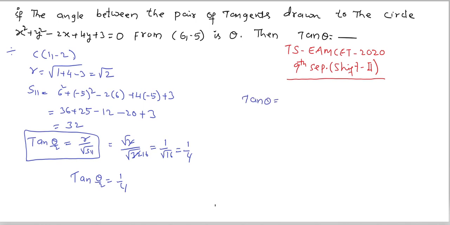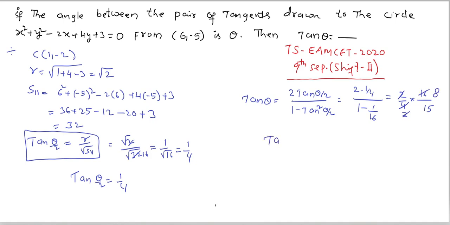Tan theta is equal to 2 tan theta by 2 by 1 minus tan square theta by 2. It is equal to 2 into 1 by 4 by 1 minus 1 by 16, equal to 2 by 4 into 16 by 16 minus 1, that is 15. So 2 times cancel and 2 8 times cancel. Therefore tan theta is equal to 8 by 15. So the value of tan theta is 8 by 15.